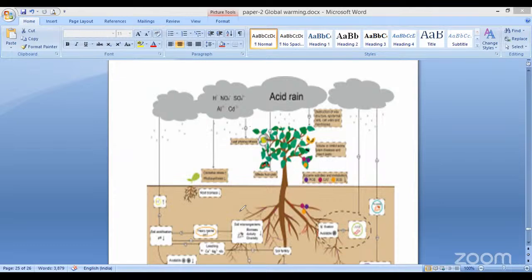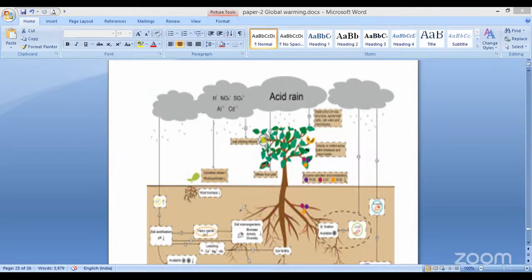Then the soil will be converted into acidic. The pH levels of the soil can be increased. Then what will happen? The capacity of the soil to take in nutrients can be decreased due to that high pH of the soil. This process is called nutrient leaching.